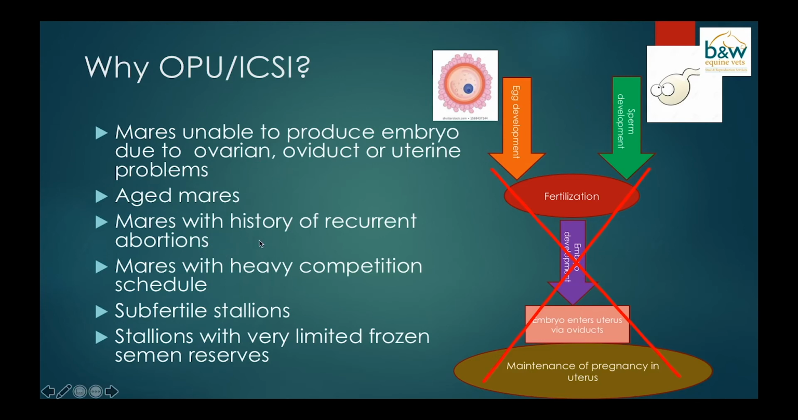Mares with a history of abortion are sometimes ones that can be selected as suitable candidates. Also mares with a heavy competition schedule, and we'll talk about that a little bit more, but this can be really useful for those. Also, because only a single sperm is needed, subfertile stallions can really benefit from this technique, or stallions that may have already died or are still alive but have very limited semen reserves or frozen semen reserves. This can be really, really useful for these cases.